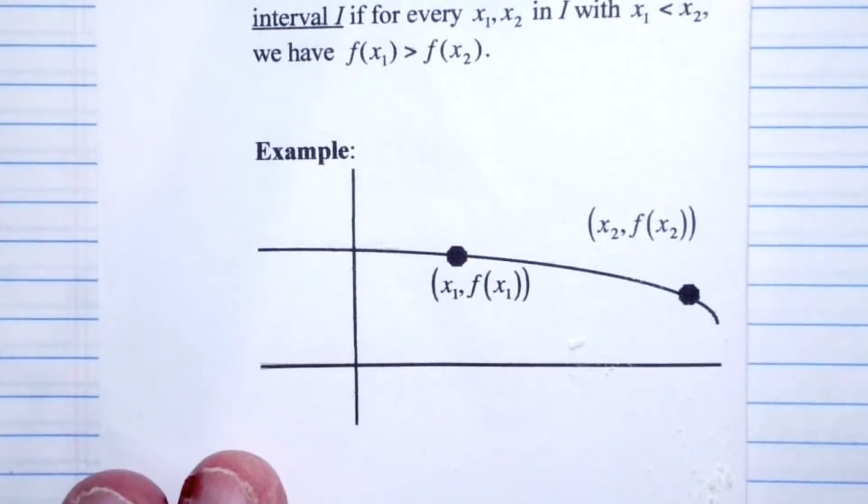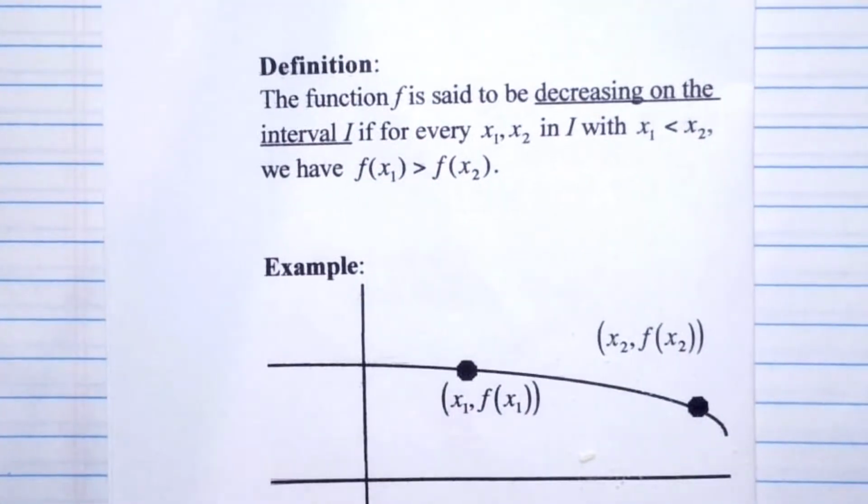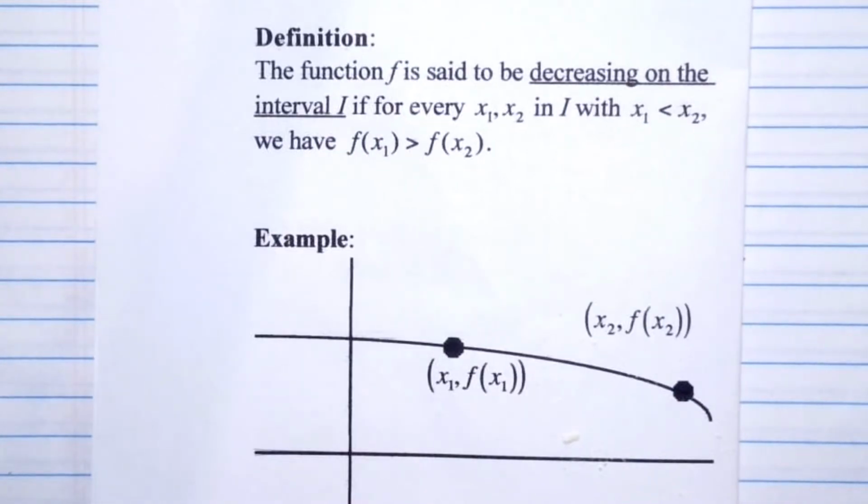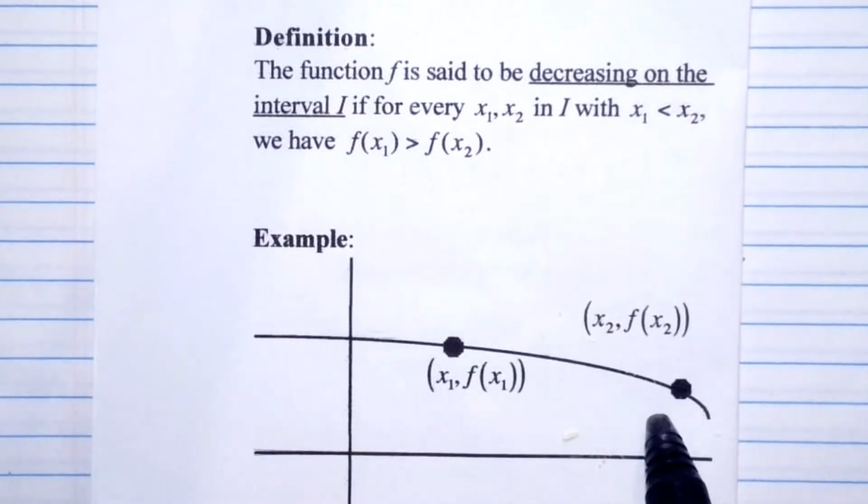Now, if a function is decreasing, we have a similar definition. You can just change a couple of the words and symbols, and you've got the definition for decreasing functions. So the function f is said to be decreasing on the interval I if for every x1 and x2 in the interval I, with x1 on the left and x2 on the right, we have that f of x1, the y-coordinate on the left, is bigger than the y-coordinate on the right.